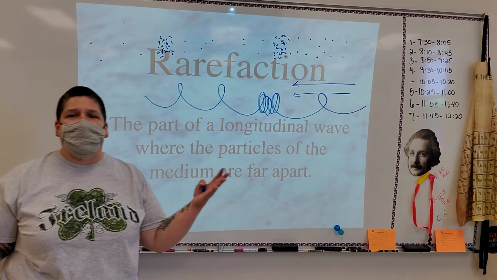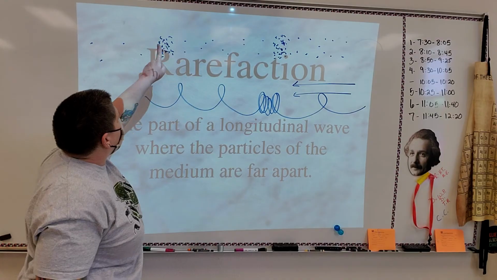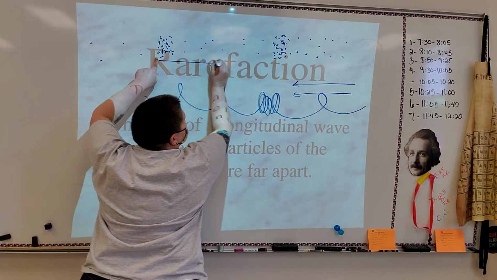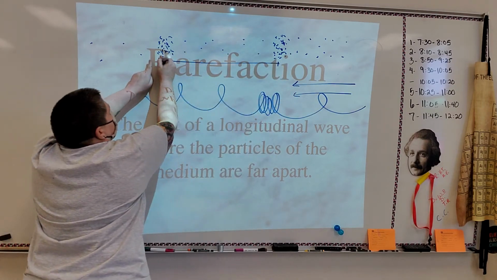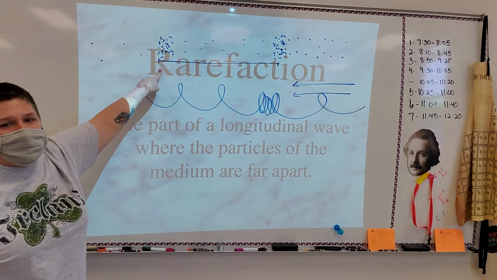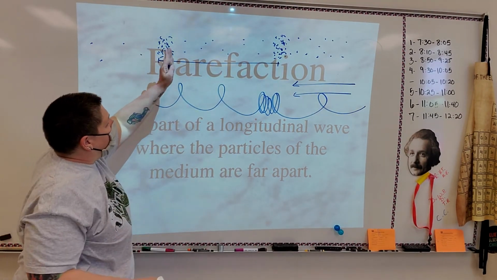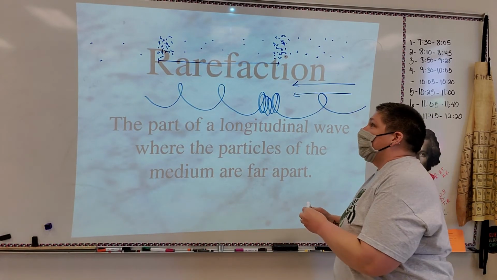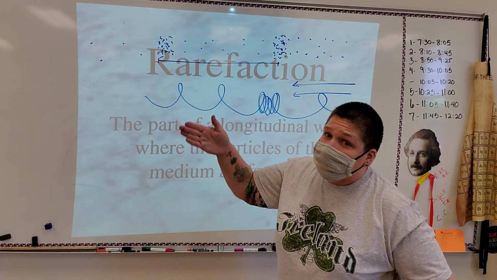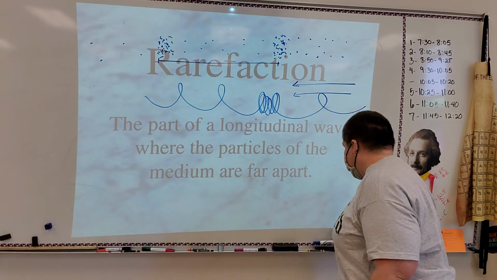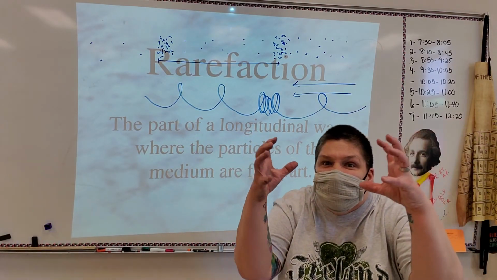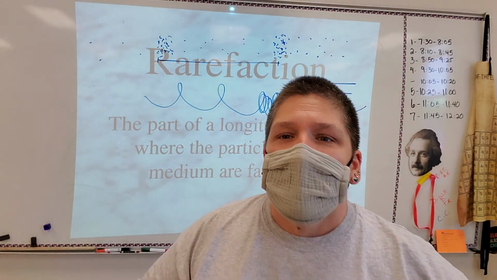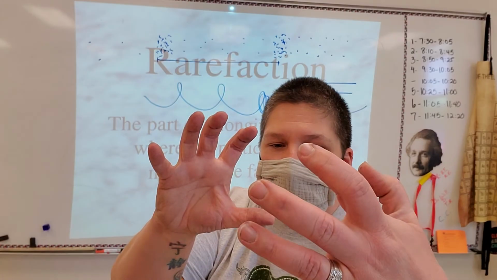How am I going to measure my wavelength? From one point of my compression to the next same point of my compression. That's my wavelength in a longitudinal wave. My frequency would be how many compressions there are at a given point in time. My speed would be how many compressions pass a point at a given time. My amplitude is how squished that air is. So if I say, hey, I'm really squishing that air in front of me.